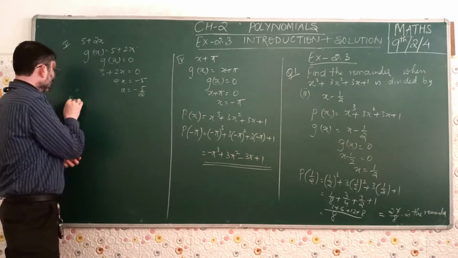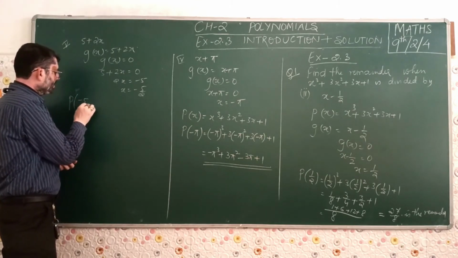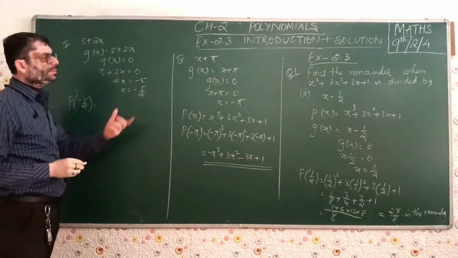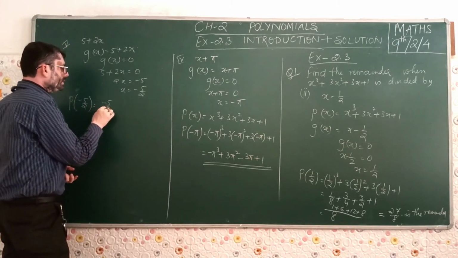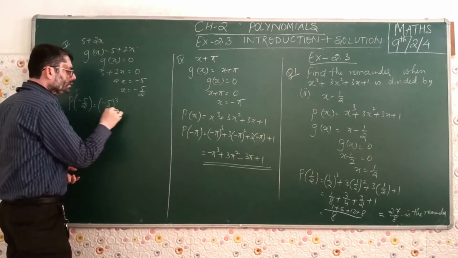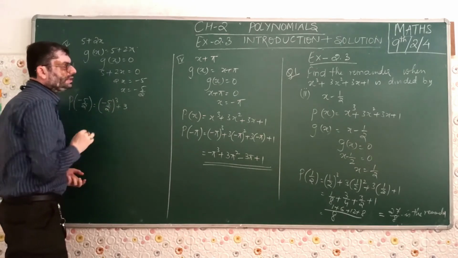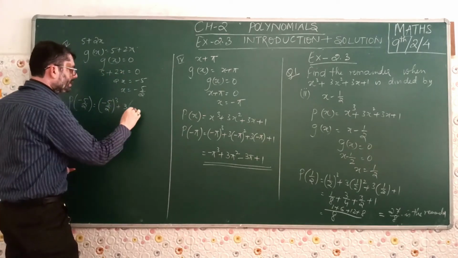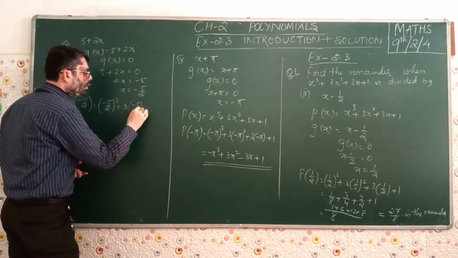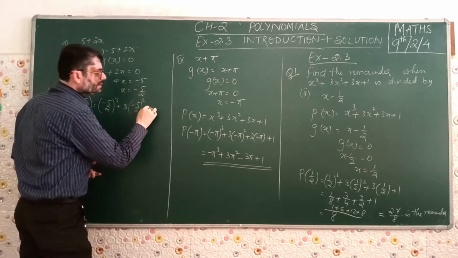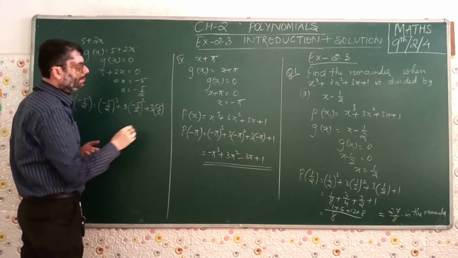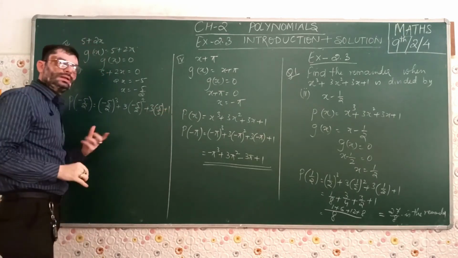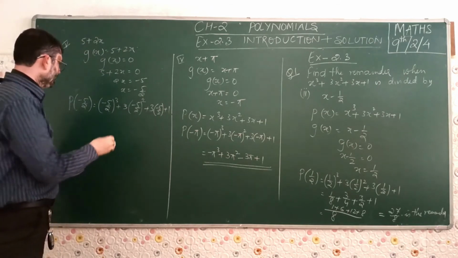So let us find. This is p of minus 5 by 2 substituted in the polynomial. What was the polynomial? X cube. That means here this is minus 5 by 2 whole cube plus 3x square. That means minus 5 by 2 whole square plus 3x. So 3 into minus 5 by 2 and plus 1. So this is plus 1. So let us solve it and get the remainder.